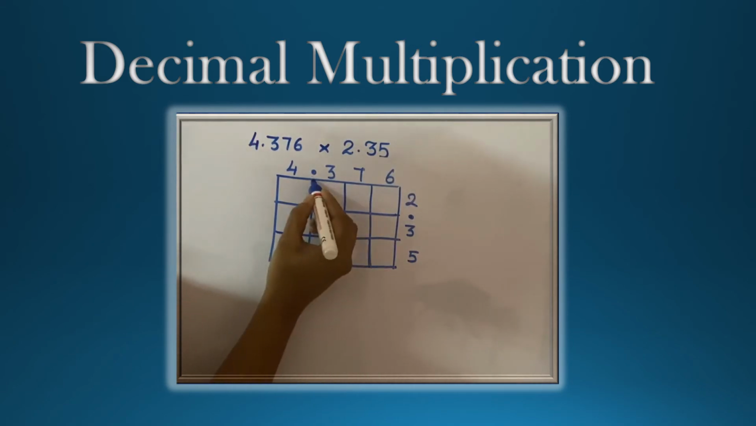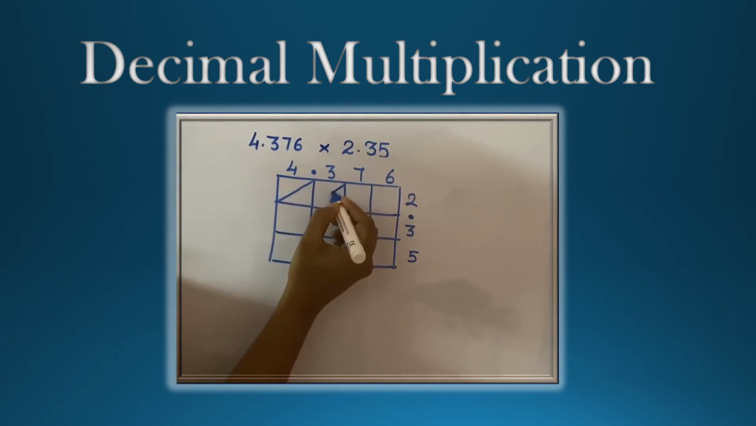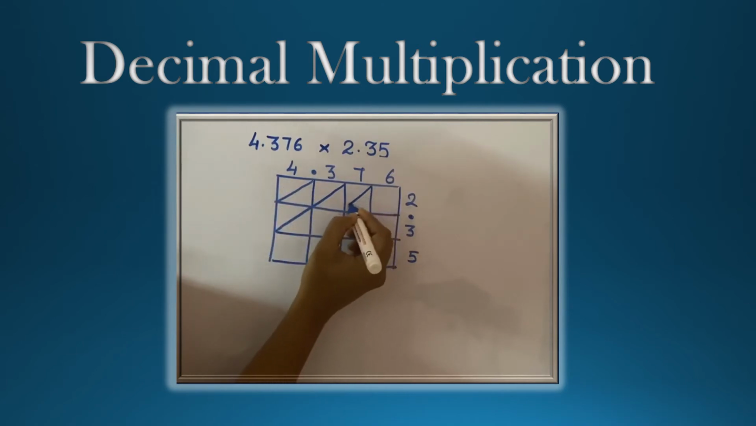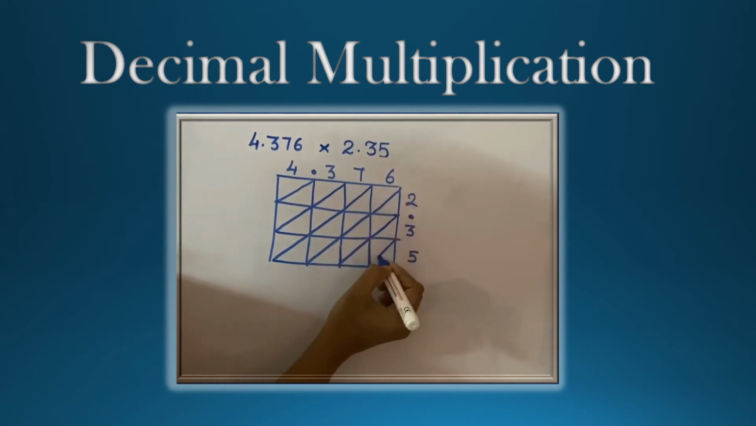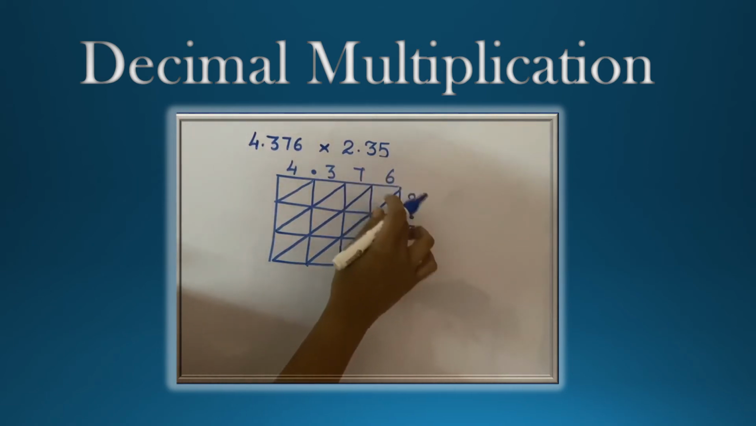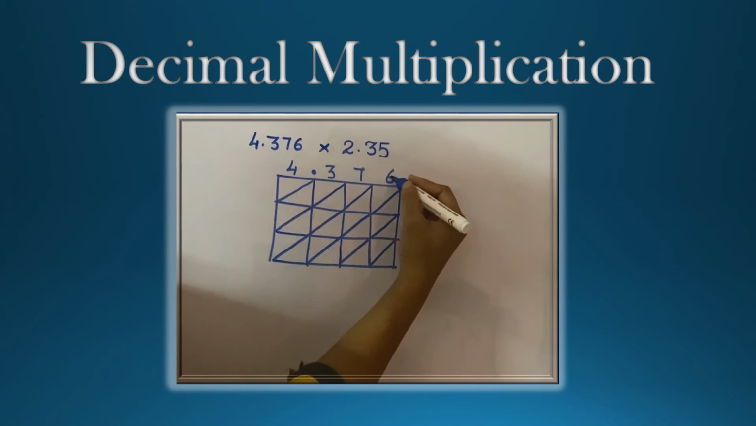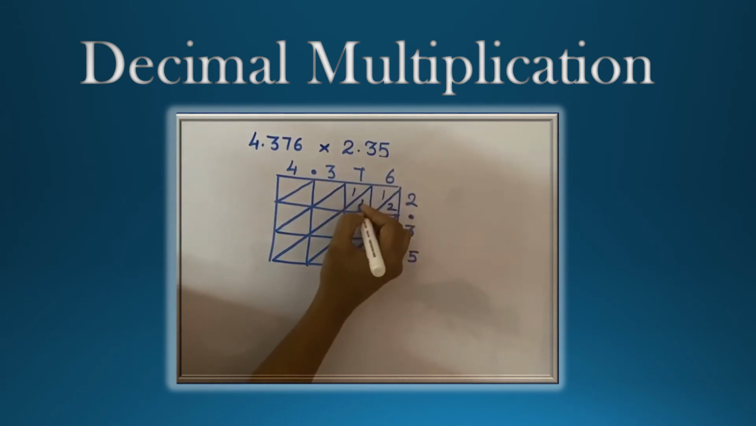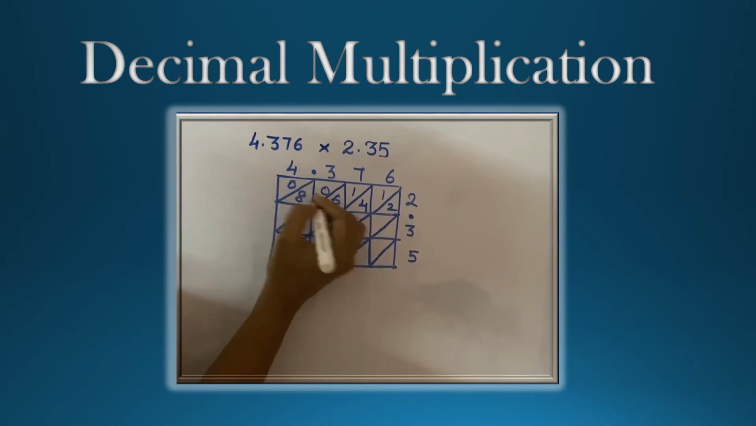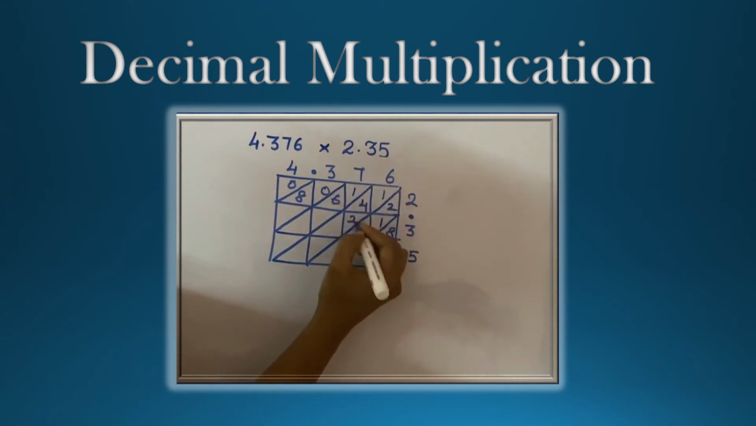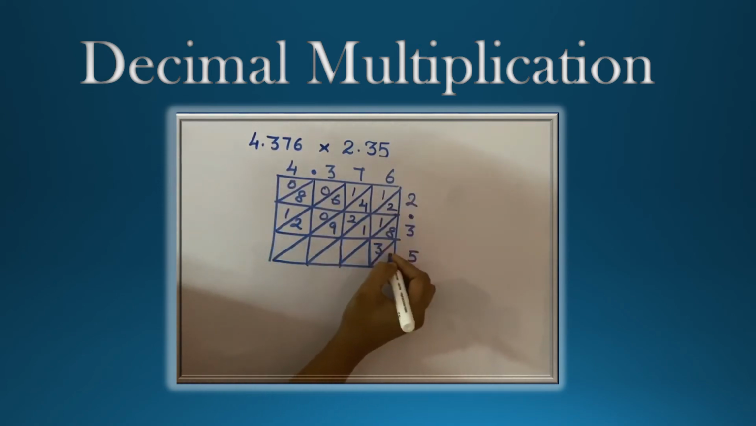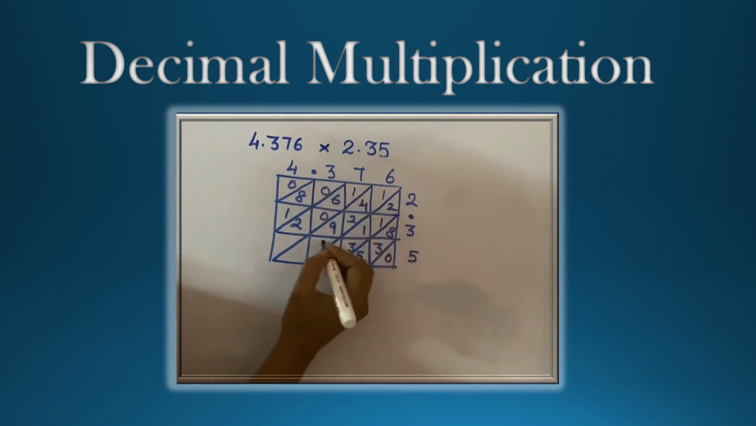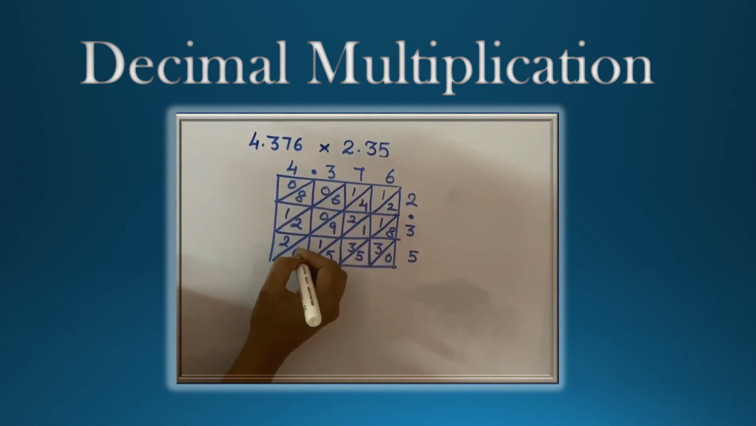Then let's divide each square into 2 parts. This is done because when we write the product of the numbers, we will use 2 digits. That's why we are dividing each square into two parts. Now let's start the multiplication. 6 2s are 12, so 12. 7 2s are 14, 3 2s are 6, 4 2s are 8, 6 3s are 18, 7 3s are 21, 3 3s are 9, 4 3s are 12. Then 6 5s are 30, 7 5s are 35, 3 5s are 15, then 4 5s are 20.